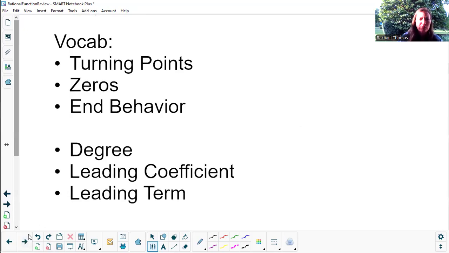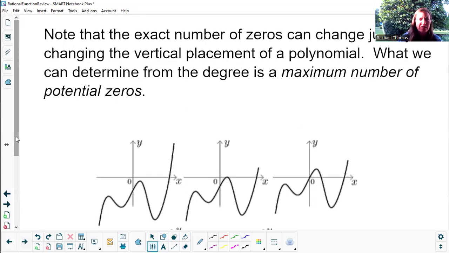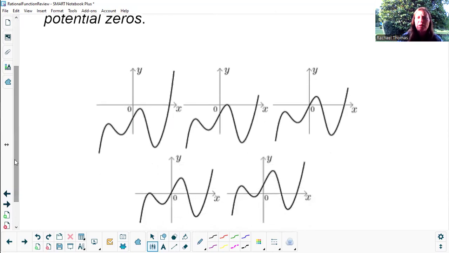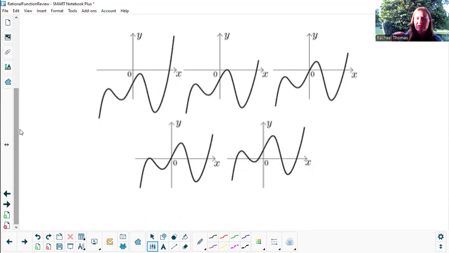Very last thing here is that we want to talk a little bit about multiplicity, because you can see how the maximum number of zeros, I can change the actual number of zeros on a function very easily just by moving it up and down, by changing the y-intercept, by adding or subtracting a constant. Here I've taken the same basic graph and made it out of 1, 2, 3, 4, or 5 zeros. So I know that this is an x to the fifth or greater graph, and it's going to be odd because it has this kind of end behavior. But I don't know exactly what it looks like.